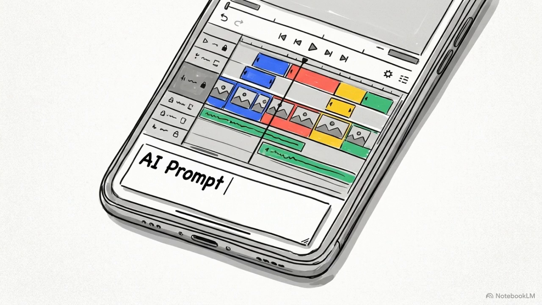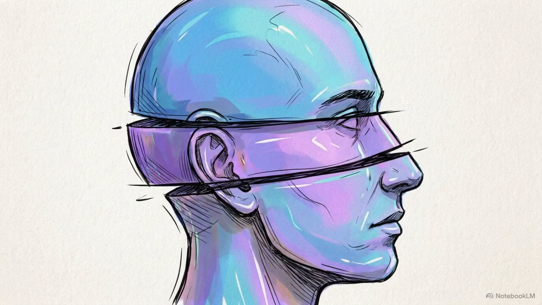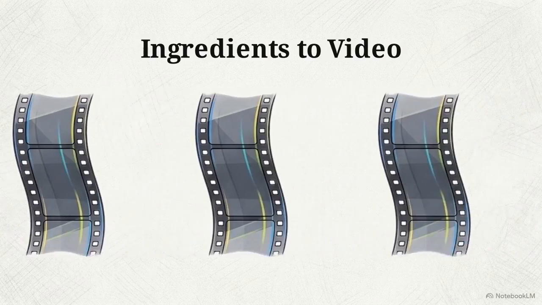If you've tried making a short film using AI, you've likely run into a common roadblock. The main character's face shifts and changes between every shot. Identity drift can break the immersion of an entire story. Google's Veo 3.1 model addresses this with a feature called Ingredients to Video.